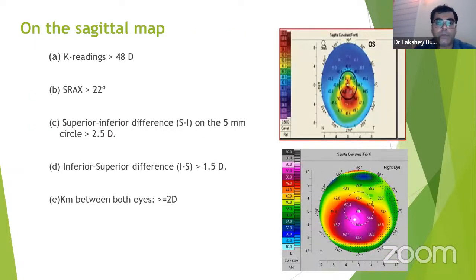In the 4-quad map, on the sagittal map, if the K reading is more than 48, this is a suspect cornea. If skewing is more than 22 degrees, or if the superior-inferior difference on the 5 mm circle is more than 2.5 diopters with superior being more than inferior. If inferior is more than superior, a difference of 1.5 diopters is considered significant. Also the difference in Km between the two eyes, if it is more than 2 diopters.